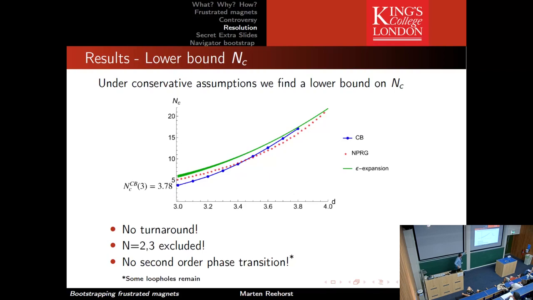So finally, what do we find? Here in blue I show the lower bound that we find where this island stops existing. This is a rigorous lower bound on this critical n, and we see importantly that it shows none of this turnaround behavior, and very importantly, at d equals 3 it's well above 3, and so we show that this CFT doesn't exist, and therefore the phase transition has to be first order. I think it's 1 minute. Okay.